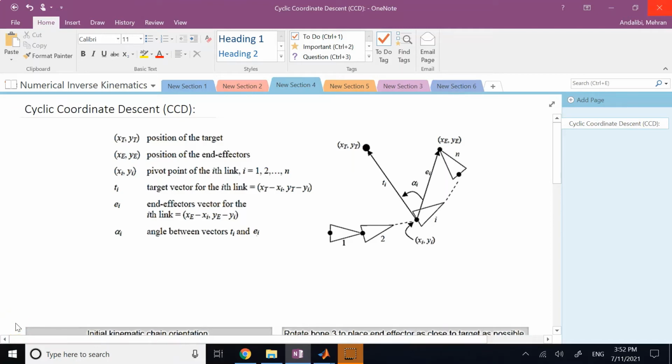Hello everyone. In the previous video we talked about numerical inverse kinematics using the Newton-Raphson method. In this video we are going to talk about another algorithm called cyclic coordinate descent, or CCD.